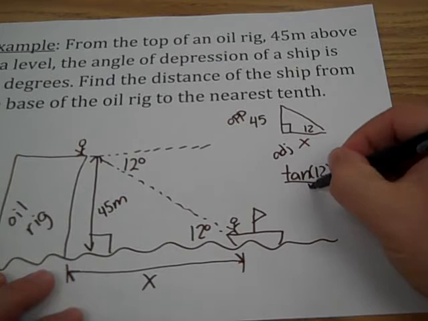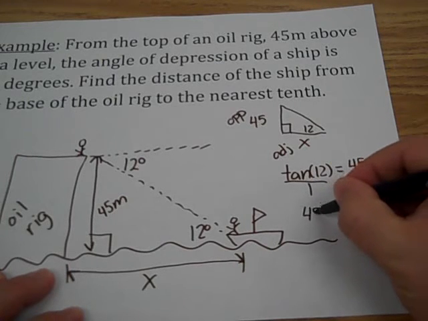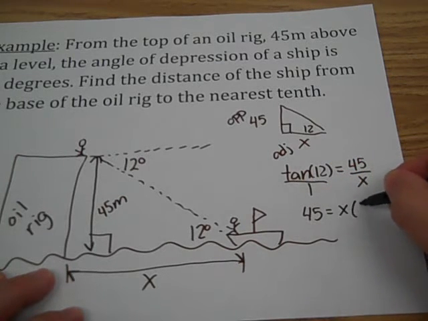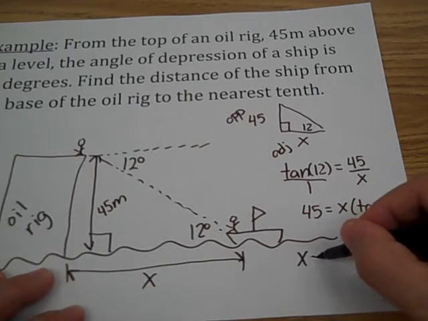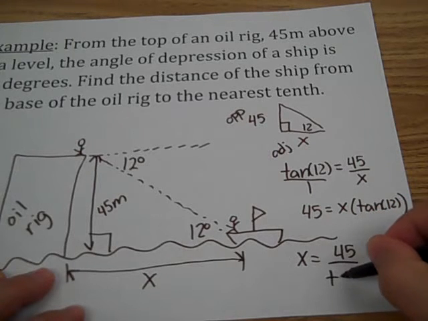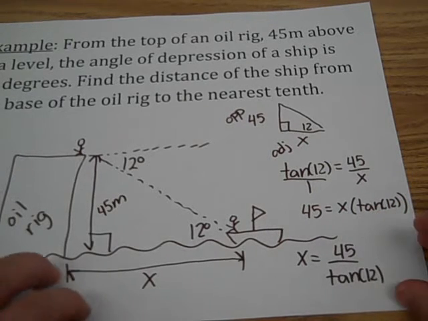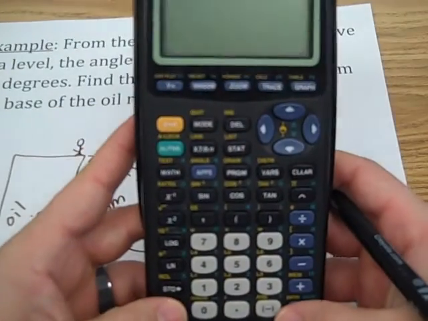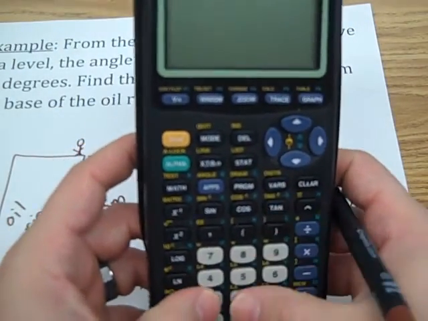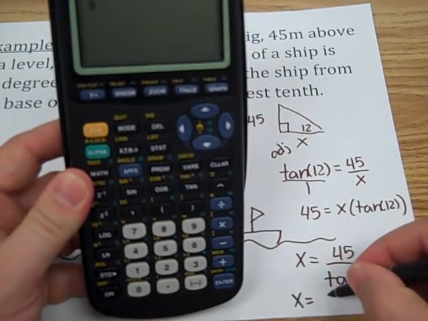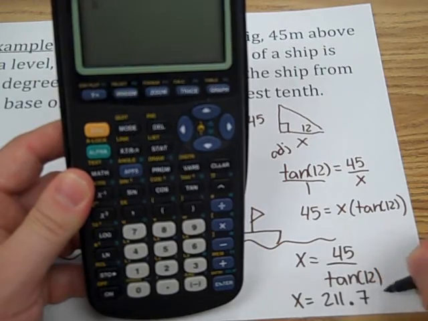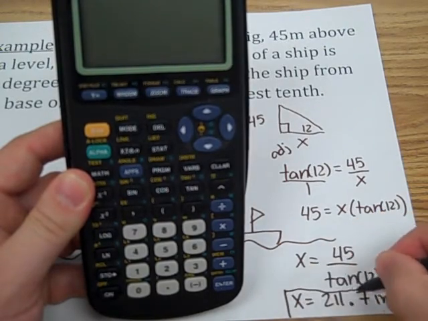I'm going to divide this by 1 and then cross multiply, so I get 45 is equal to x times tangent of 12. And then I need to get x by itself, so I divide both sides by tangent of 12. And now I go to my handy calculator and do 45 divided by tan of 12. And I get that x is approximately 211.7 meters.